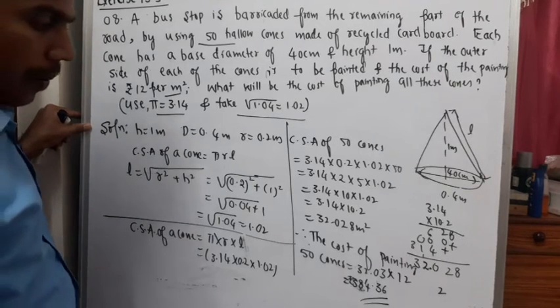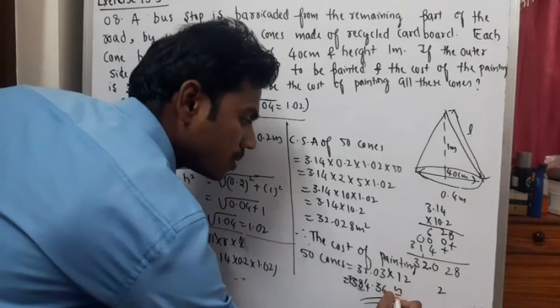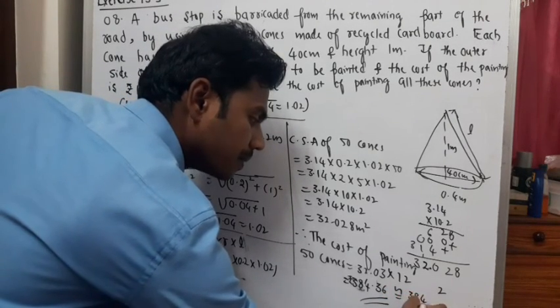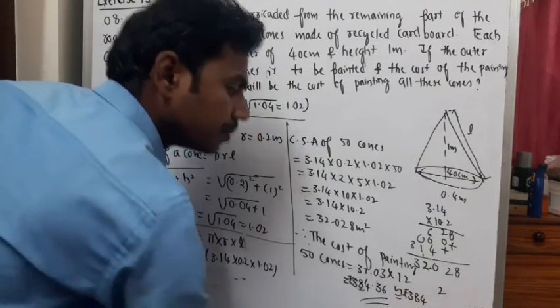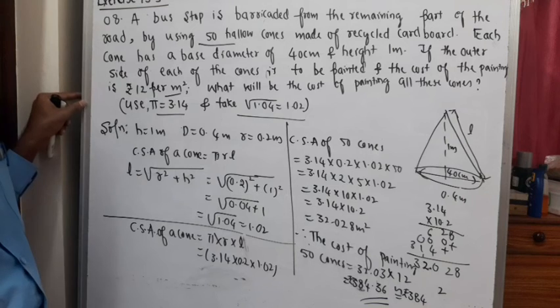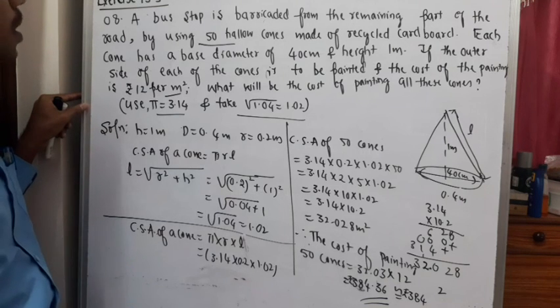So it is approximately equal to 384 rupees. So 384.36 or else it is 384 rupees. Please note this down. It concludes exercise 13.3. Thank you.